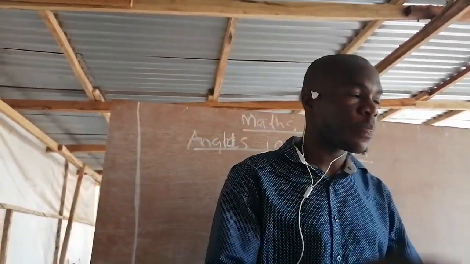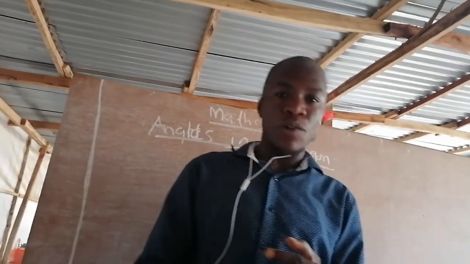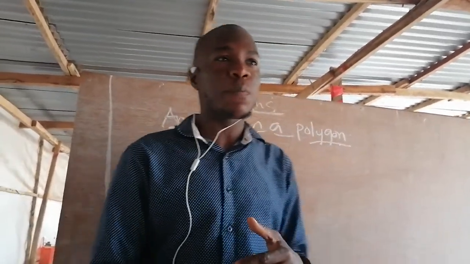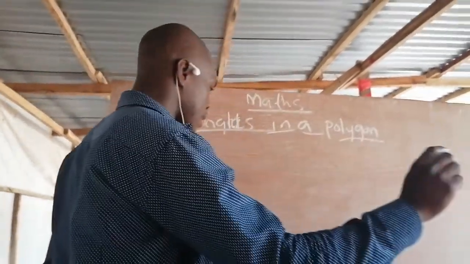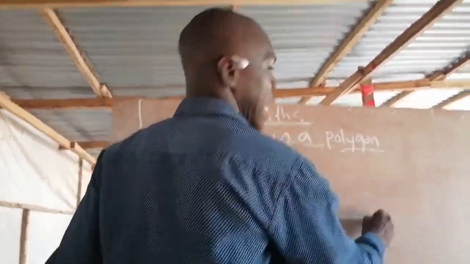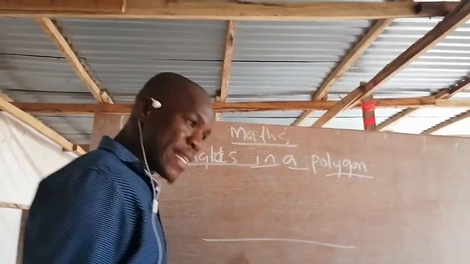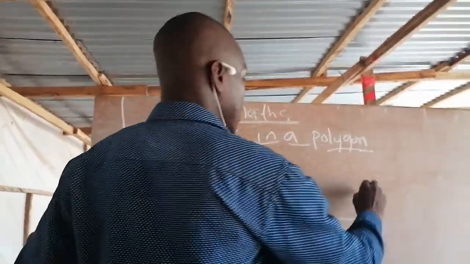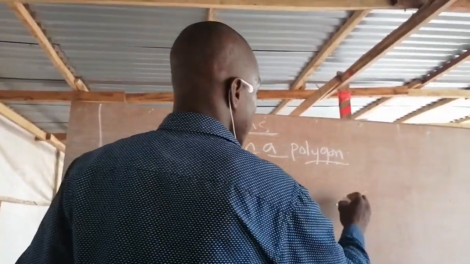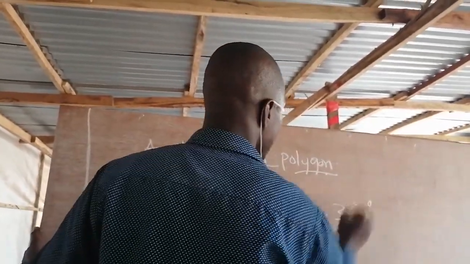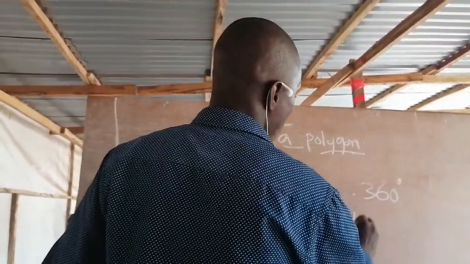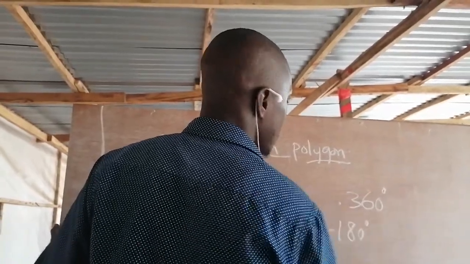Polygon. We talk about angle in polygon. We have isosceles triangle, quadrilateral, and angle at a straight line. When you do angle on a straight line, it is what? 180. But angle at a point, it is 360 degrees. Angle on a straight line, it is 180 degrees.